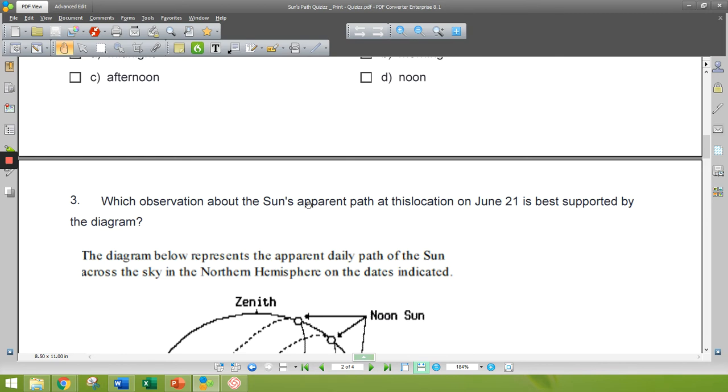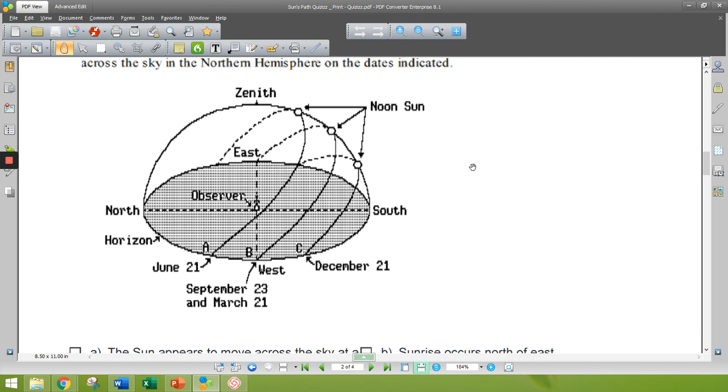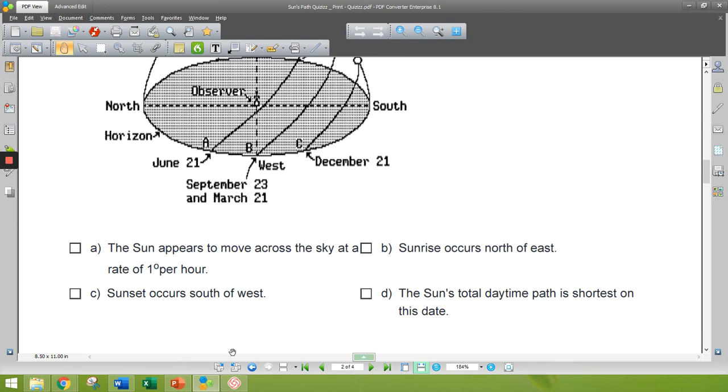Okay. Let's look at question 3. Which observation about the sun's apparent path on June 21st is best supported by the diagram? We have a diagram that represents the apparent daily path of the sun across the sky in the northern hemisphere on the dates indicated: June 21st, December 21st, September, and March. These are the equinoxes. June 21st would be summer solstice. December is winter solstice.